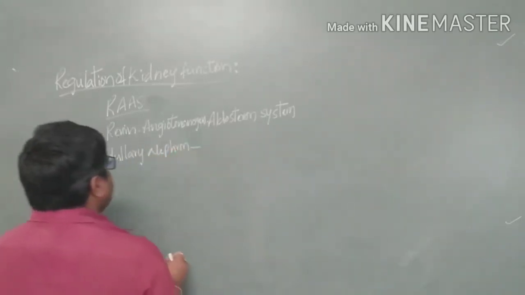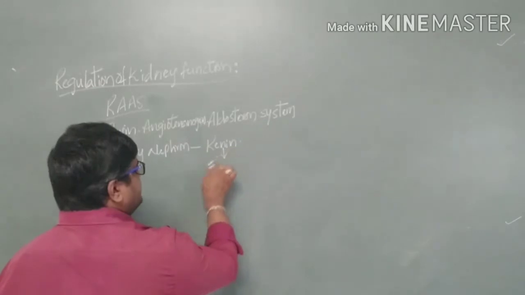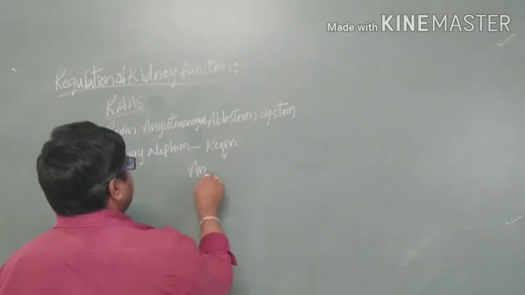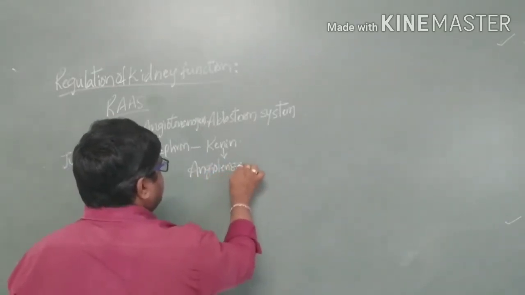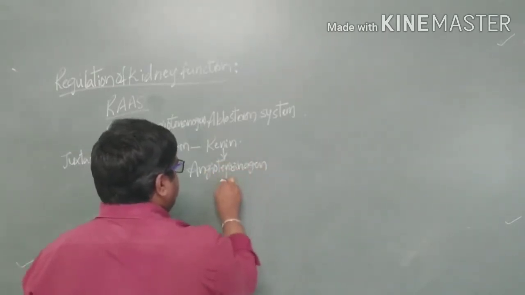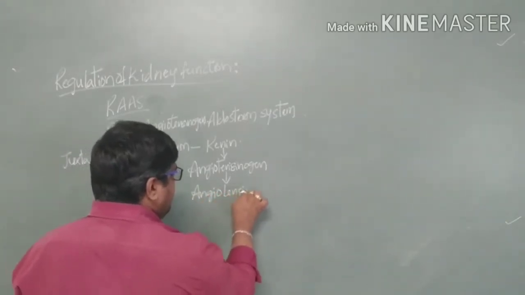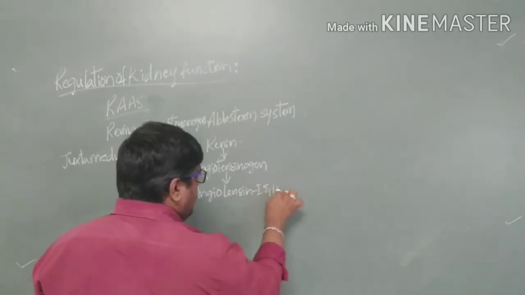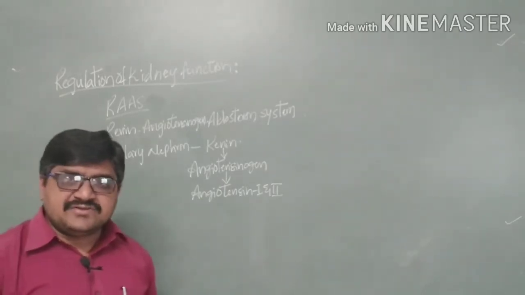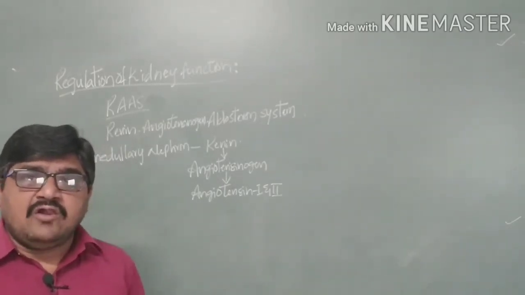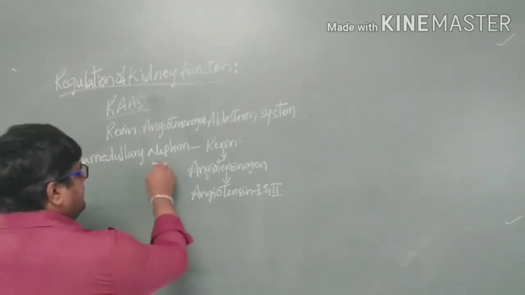The juxtamedullary nephrons secrete a substance called renin, which converts angiotensinogen into angiotensin 1 and 2. This helps increase the blood volume as well as the blood pressure. Angiotensinogen is a plasma protein, present in the blood plasma.